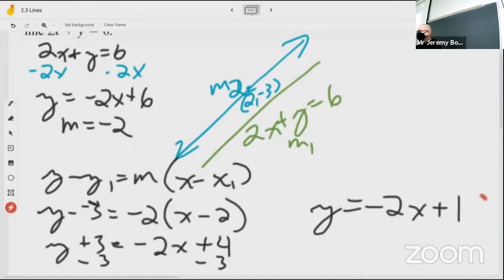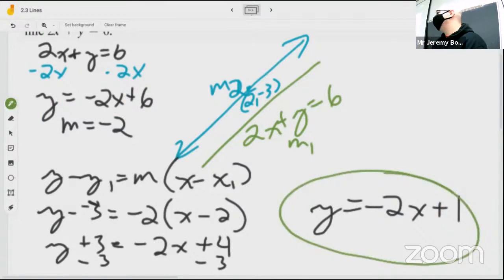And so we can see we got the equation of our line in slope-intercept form. Its intercept is 1. Its slope is -2, which matches the slope we got for this one. And its intercept's different, so it looks good to go. That'll be our answer. Any questions on that?